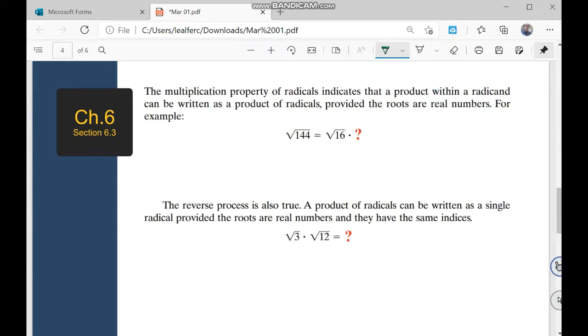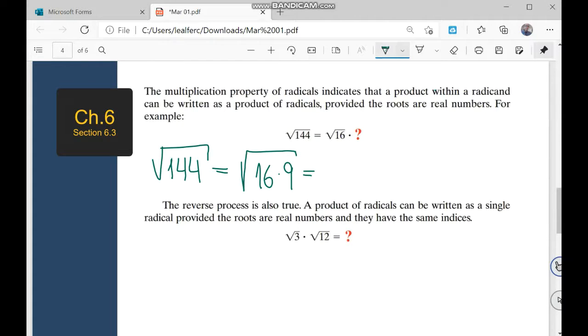Let's say we have the square root of 144, and you know that the square root of 144 is 12. But let's suppose you don't know, you're confused, you don't remember that the square root of 144 is 12. But you know that 144 is 16 times what? 16 times 9. Let me write it differently. You know that 144 is 16 times 9, right?